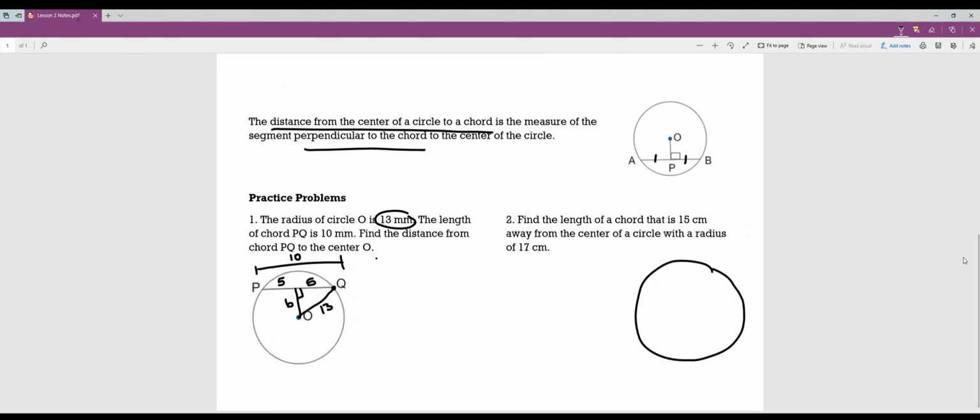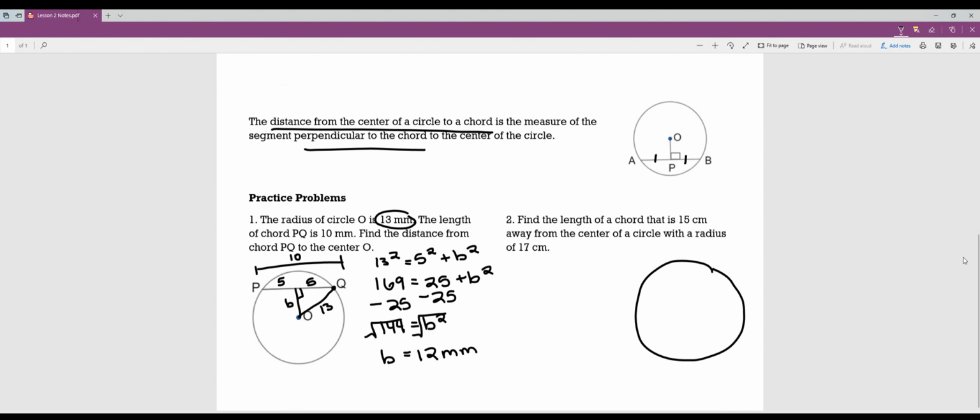So here 13 is my hypotenuse, the side opposite the right angle. So 13 squared is going to be equal to 5 squared plus b squared. 13 squared is 169. 5 squared is 25. Do some little algebra here. I move that 25 over, and I get that 144 is equal to b squared. So I square root both sides, and I get that b is equal to 12 millimeters. So my distance from my center to my chord, the perpendicular distance, is 12 millimeters.